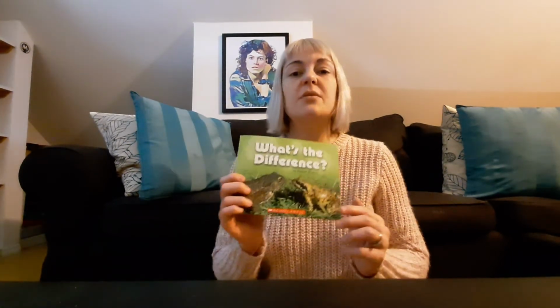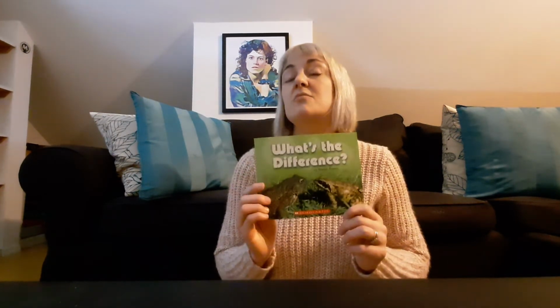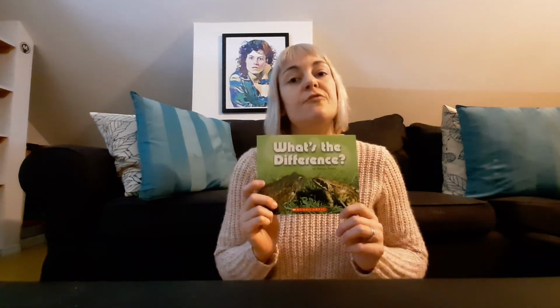So as we finish this book, what can we say this book was about? How can we summarize it? What do you think? So this is how I would summarize it. I would say this book is about the differences and the similarities between lots of different kinds of animals, and that animals are the same and different in many ways.